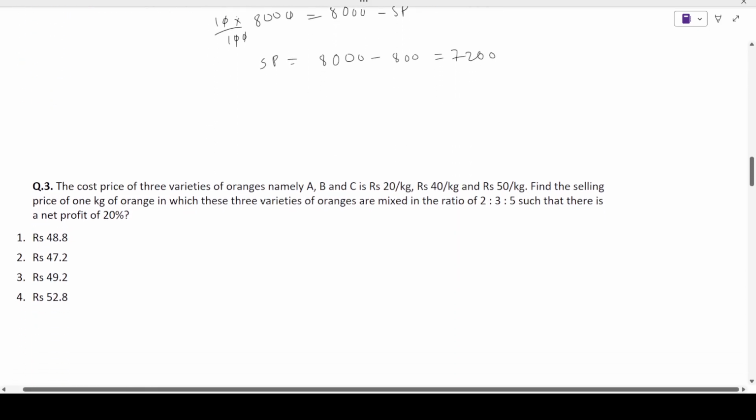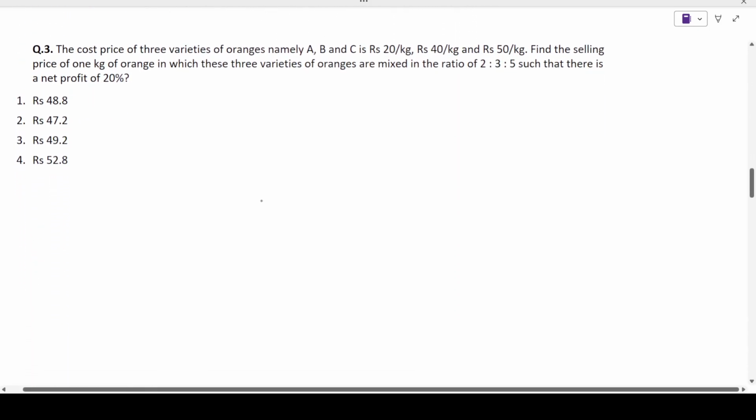Moving on to the next question. The cost price of three varieties of oranges, namely A, B and C, is 20, 40 and 50 per kg. Find the selling price of 1 kg of orange in which these three varieties of oranges are mixed in the ratio of 2:3:5 such that there is a net profit of 20%.